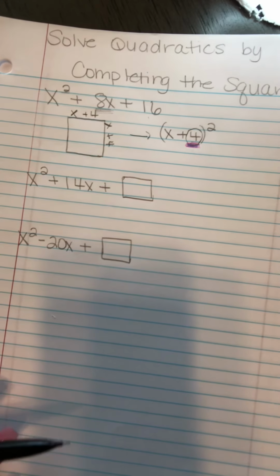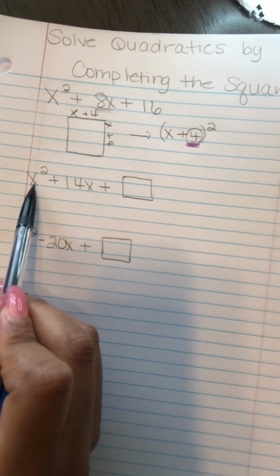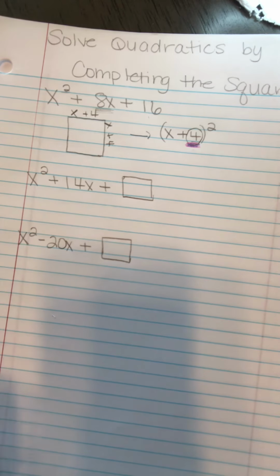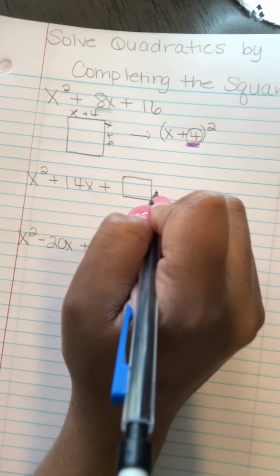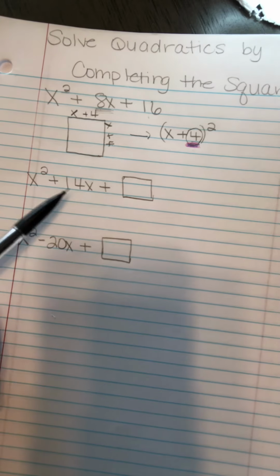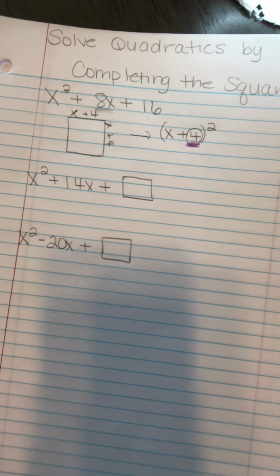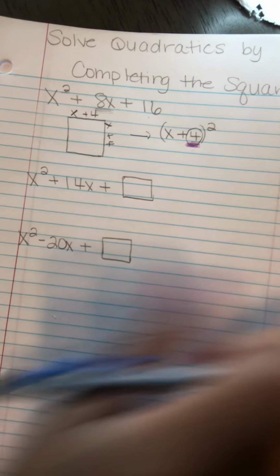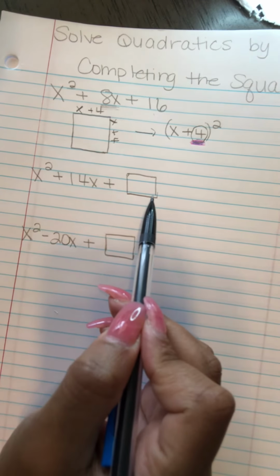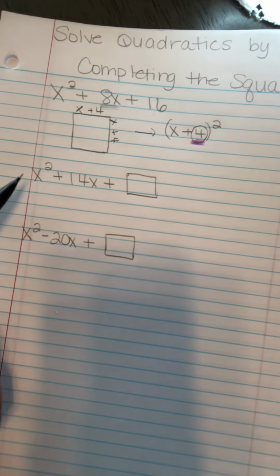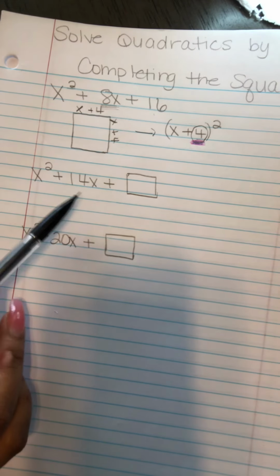So now I have a square, and they want me to complete this square. Well, I know that this square is not complete because I don't have a c value here. So I have x squared plus 14x plus a blank. And they need me to complete this square, and then I also need to factor it. So how do I know how to complete this square? How would I complete it? So I have x squared plus 14x plus a blank.